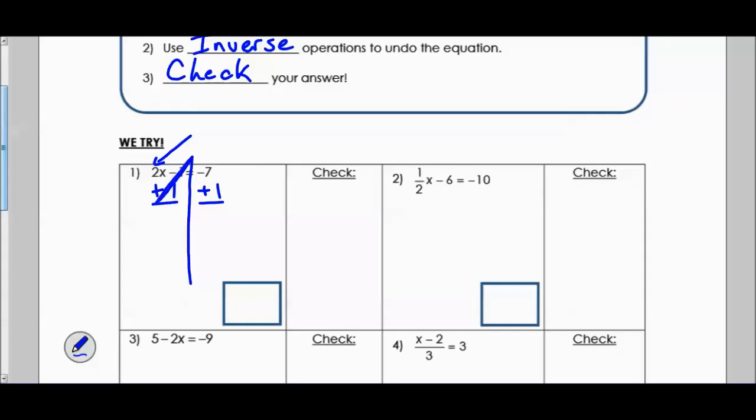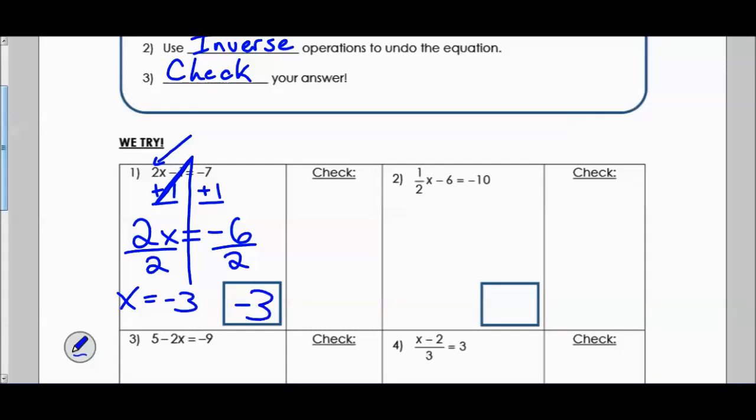Minus 1 and plus 1 completely cancel out. That leaves us with 2x, and that equals whatever negative 7 plus 1 is on the right side. That's negative 6. So we took care of the first step. Now we have to deal with that 2 times x. We have to get rid of that multiplying by 2. By doing the opposite, that's dividing by 2. So x equals negative 3.